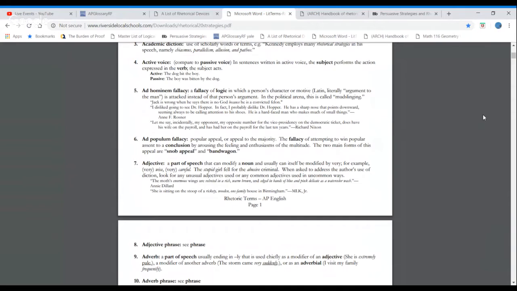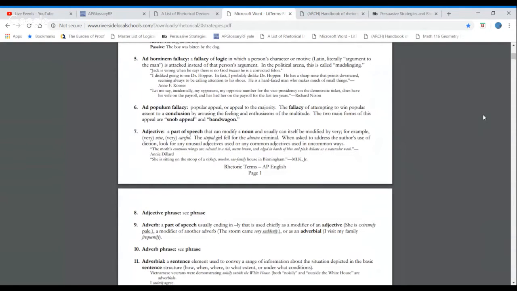Adjective, a part of speech that can modify a noun and usually can itself be modified by "very", for example, very wise, very careful. The stupid girl fell for the abusive criminal. When asked to address the author's use of diction, look for any unusual adjectives used or any common adjectives used in uncommon ways.